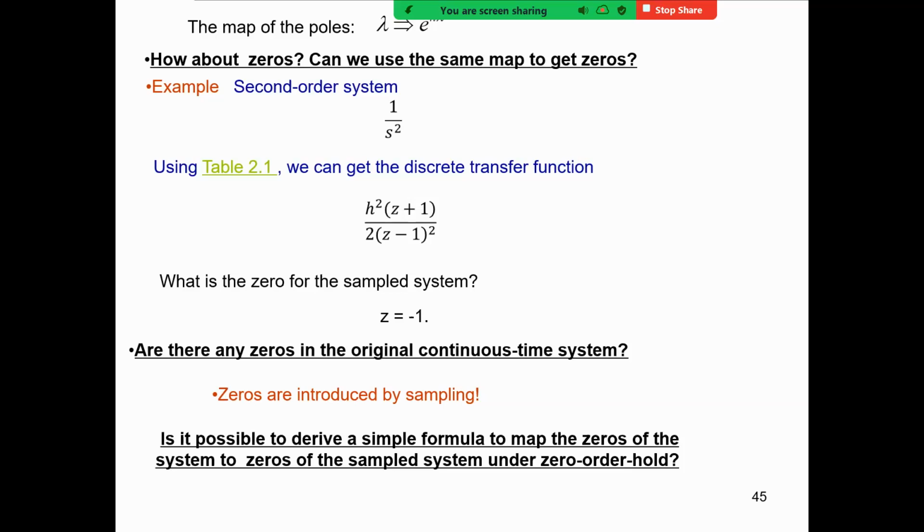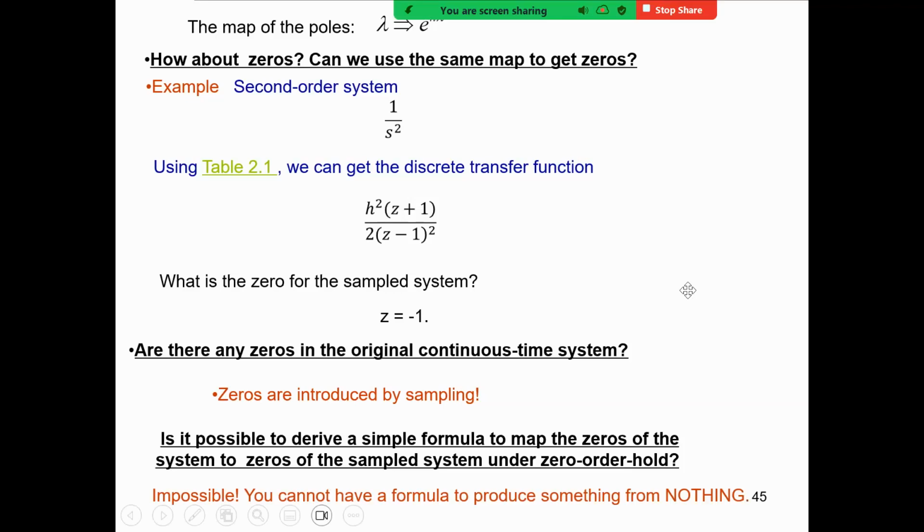On the one side, I have no zero. On the other side, I have a zero. How can you have a formula to come up with something from nothing? Impossible. So there is no such formula. And also, the zeros can depend upon the sampling period. It's more complicated. So we don't have any formula to compute the zeros easily.